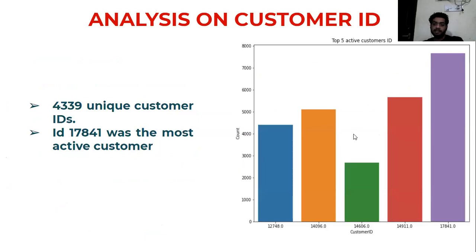Next is the analysis of customer ID. Here on the right side, this is the bar plot, and we can see that there are 4,339 unique customer IDs present. The top 5 customer IDs are those whose frequency, meaning the rate of purchasing, is higher. The ID number 17841 was the most active customer among them.